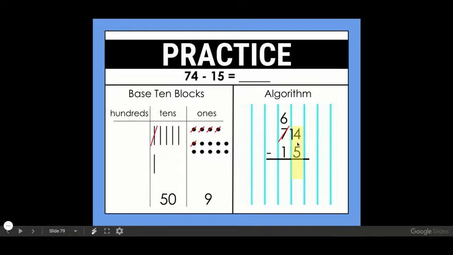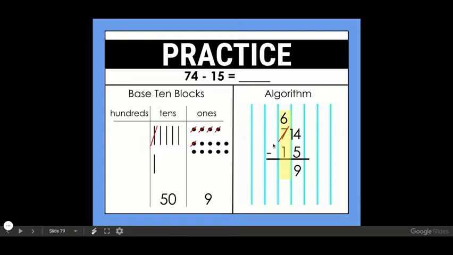So now I have 14 minus 5, which if you look at our base 10 blocks, I had that same thing. I ended up with 14 ones after I regrouped, and then I took away 5. So we know that 14 minus 5 equals 9. So now we're done with our ones place, and we can move on to our tens place.